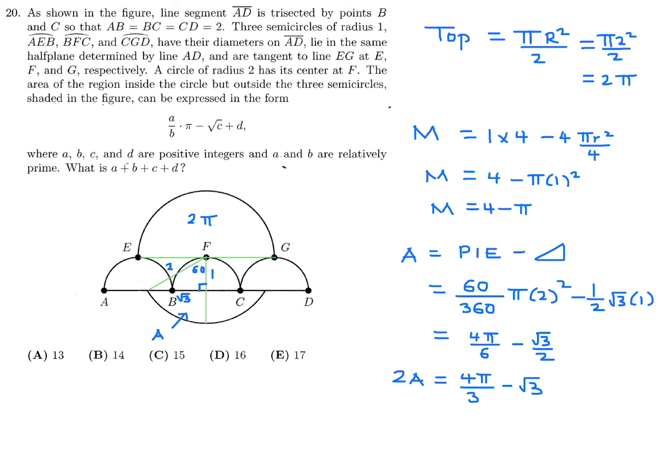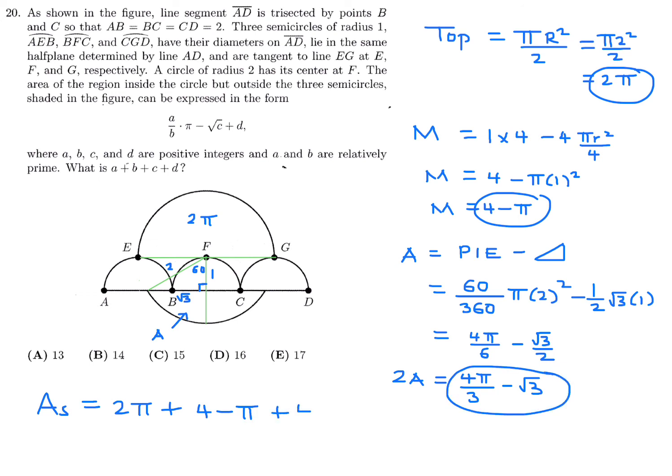Okay, so now we're done. We can now figure out the total area of the shaded region. That total area is going to be this 2 pi plus this 4 minus pi and this 4 pi over 3 minus root 3, like that. And when you add up all these guys, 2 pi plus 4 minus pi plus 4 pi over 3 minus root 3, you get 7 pi over 3 minus root 3 plus 4.